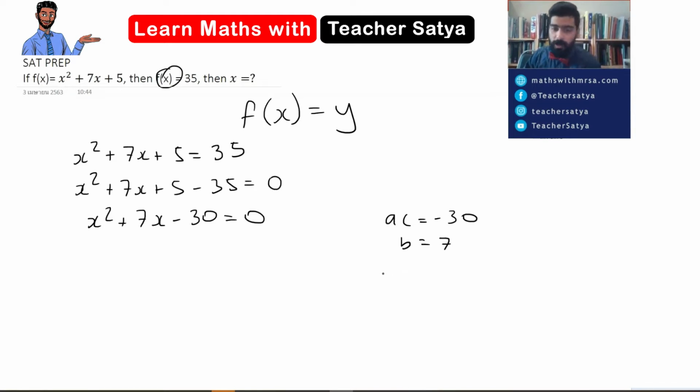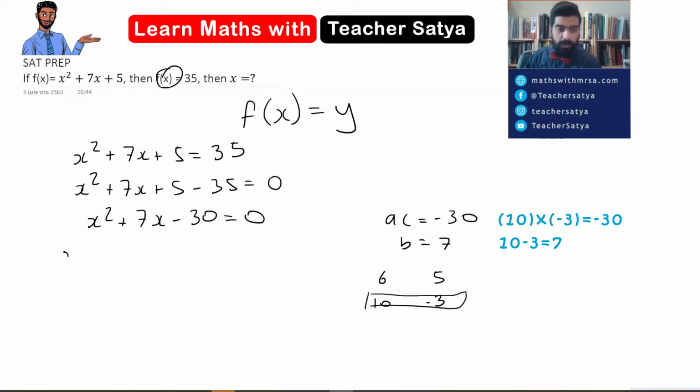We can try 6 and 5, which will not work. We can try 10 and 3, and if we take a look at 10 and 3, it might work here, right guys? So 10 minus 3 would give us 7. 10 multiplied by negative 3 would give us negative 30. So in this case, we're going to split the middle term by using these two numbers. So I'm going to write it as x squared plus 10x minus 3x minus 30 is equal to 0. Now, 10x minus 3x would still give us a positive 7x.